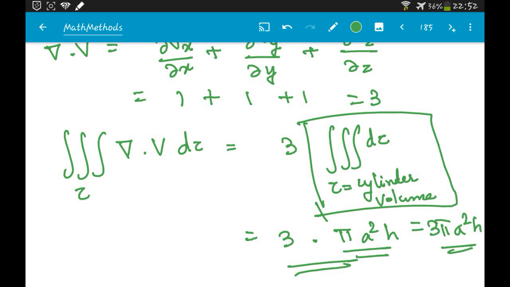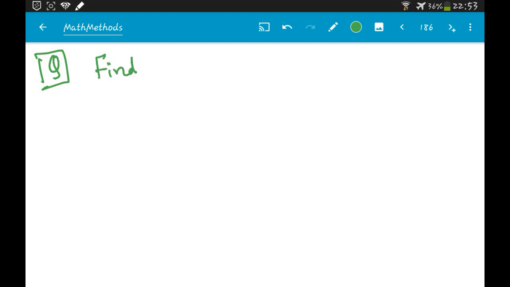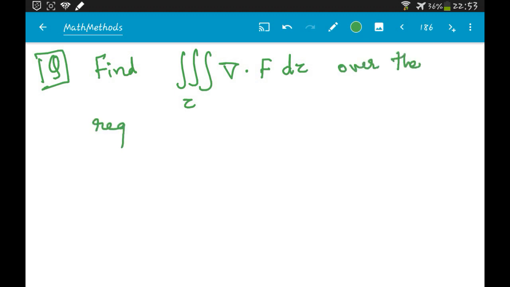So let's do another problem which may be slightly more complicated. Find the integral of del dot F d tau over the volume tau over the region x square plus y square plus z square less than or equal to 25.